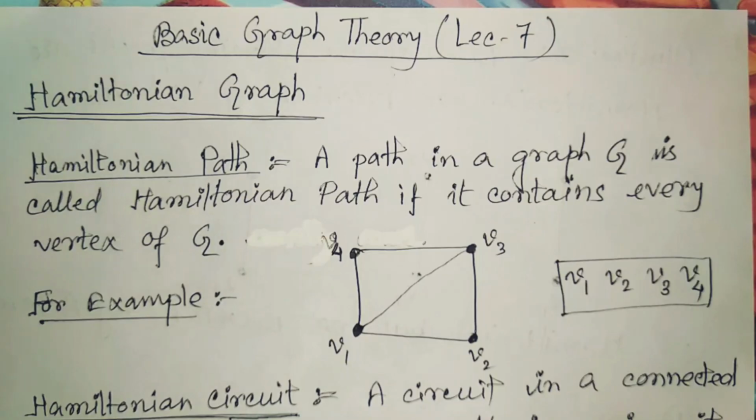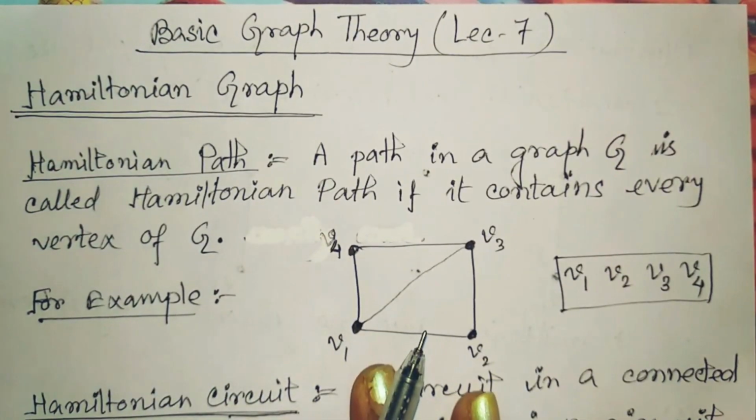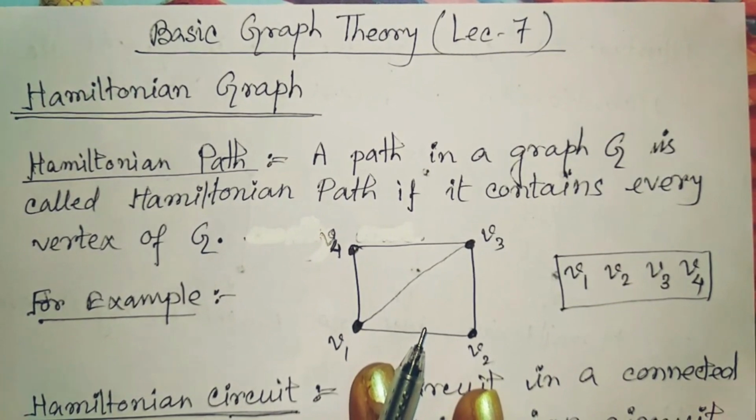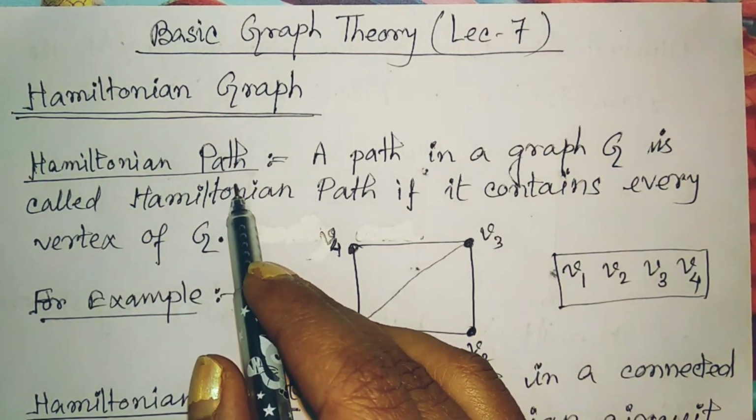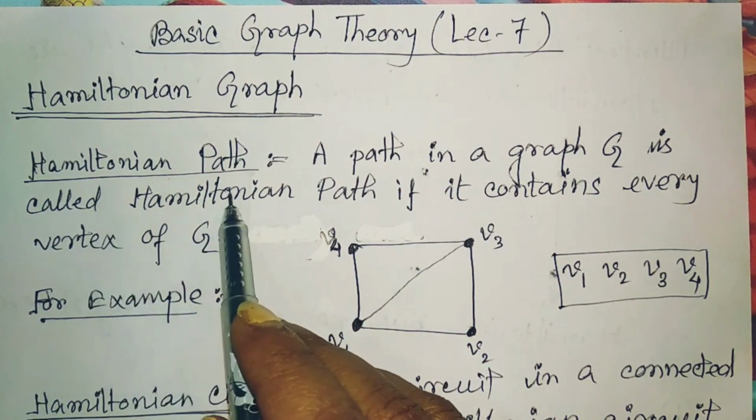Hello students, this lecture is about Hamiltonian graph. Initially, we come to know the Hamiltonian path. In Euler graph, we came to know about the Euler line. Here it is the Hamiltonian path.